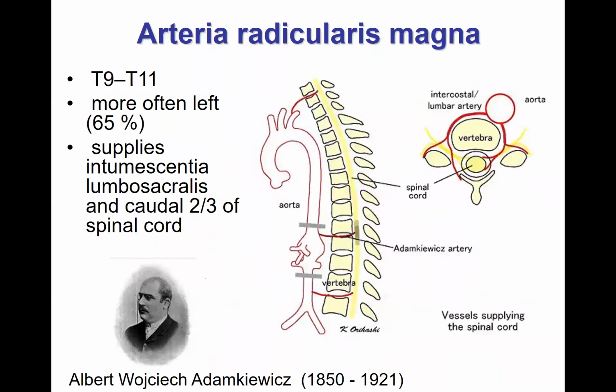And we can see the Adamkiewicz artery here, at the level of T12, L1, sometimes higher, sometimes lower. You can see that it's an artery which comes either from the posterior intercostal or lumbar artery to supply the spinal cord.